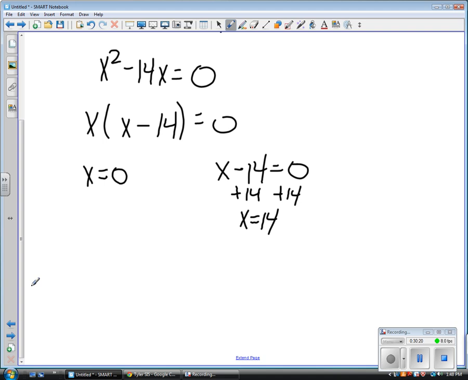Page 480, again, 21 through 43, the odd ones. So you might have maybe, what, 10, 15 maybe.